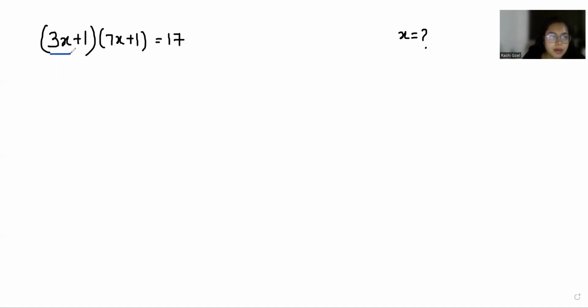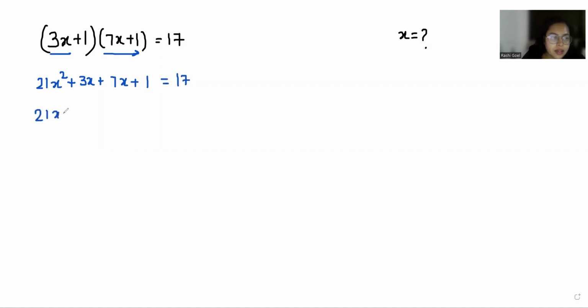So first I'm going to multiply 3x with the next whole bracket. So 3x times 7x is 21x squared. Now 3x times 1 is plus 3x. Similarly, I am going to multiply plus 1 with the next bracket. So 1 times 7x is 7x. 1 times 1 is 1, equals 17.